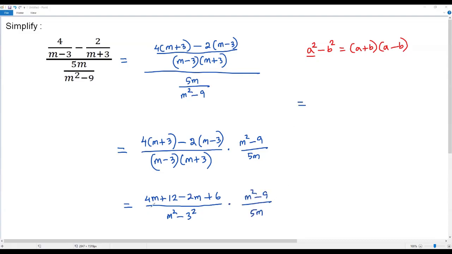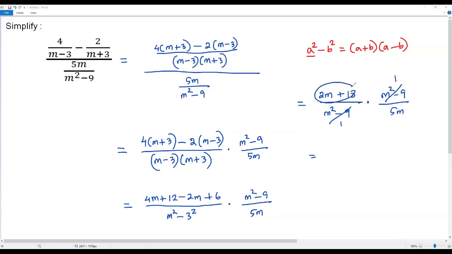Now let me continue over here. Let's combine the like terms. When I combine 4m - 2m, I'm just getting 2m. When I combine positive 12 and positive 6, I'm getting positive 18 over m² - 3². The evaluation of this 3² is just 9, times (m² - 9) over 5m. So this m² - 9 and m² - 9 will cancel out. So that is, they have 1 times, here 1 times.